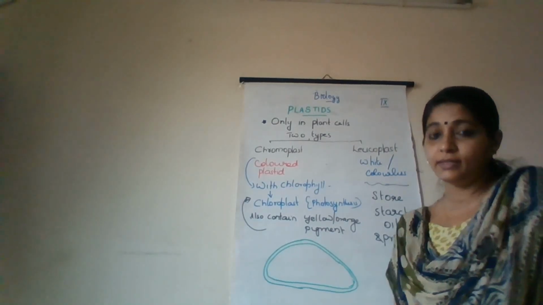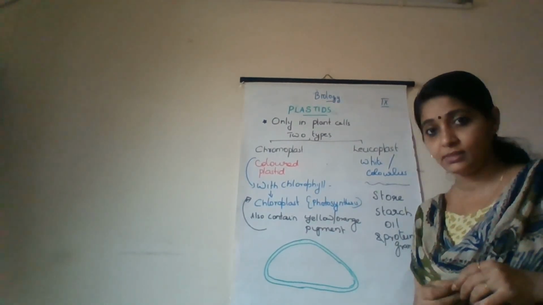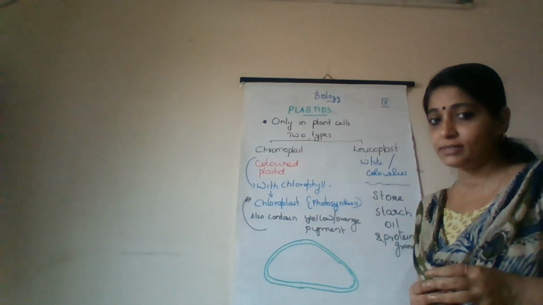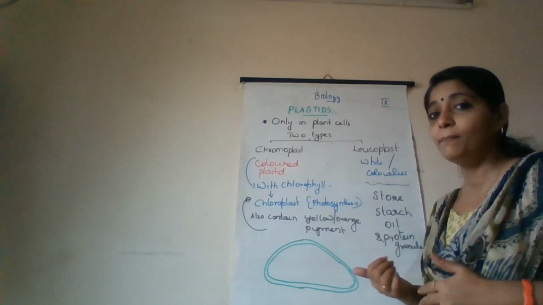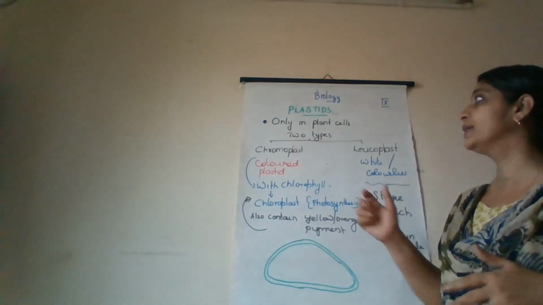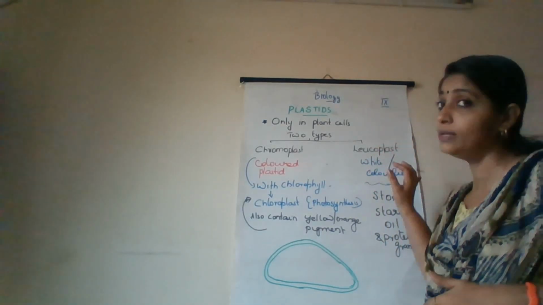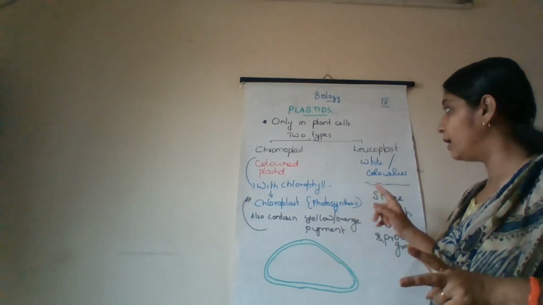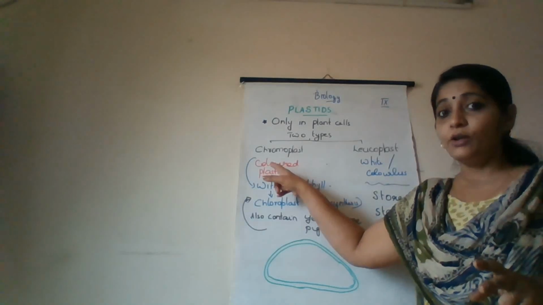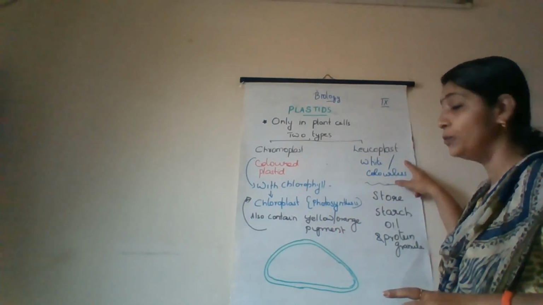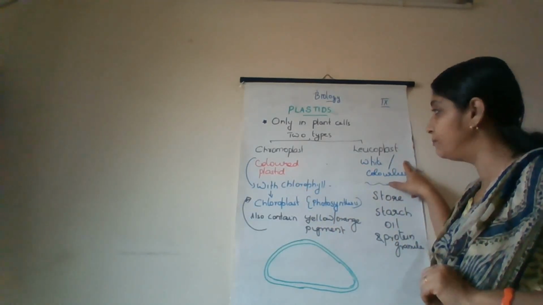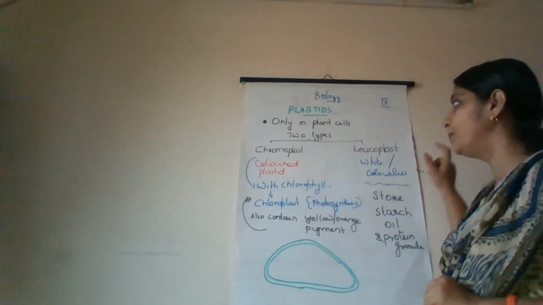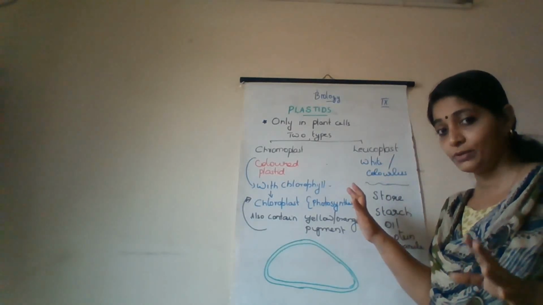So today we will study the next cell organelle, that is plastids. Plastids are actually a specialty of plant cells. We can see these plastids only in plant cells. There are two different types of plastids, chromoplast and leucoplast. We will study about all these things, don't worry.